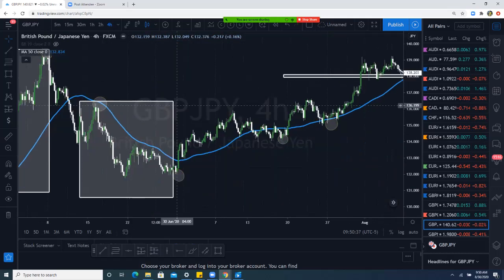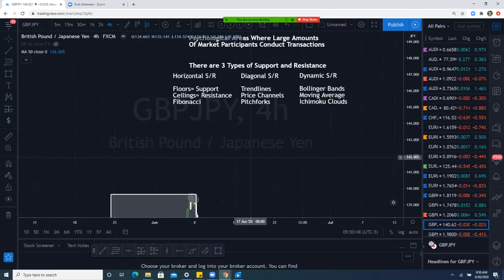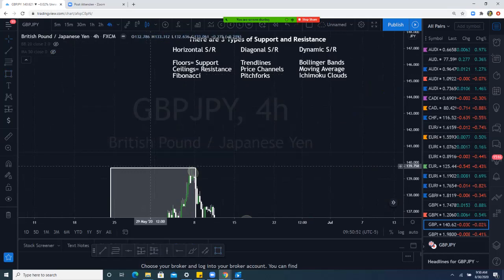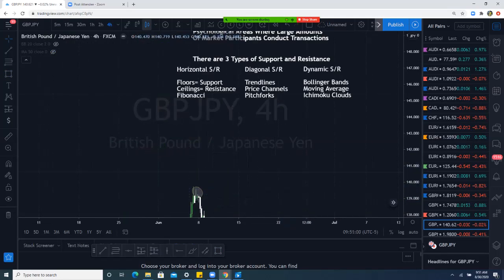And then of course, if price is chopping around the moving average, that's going to be consolidation. The last one is going to be Ichimoku Clouds. And Ichimoku Clouds is a little bit more, just like Pitchforks, a little bit more of an advanced way of trading, but can provide very accurate entries.